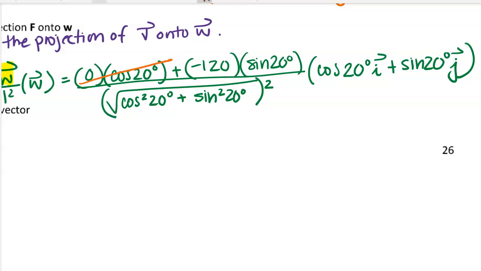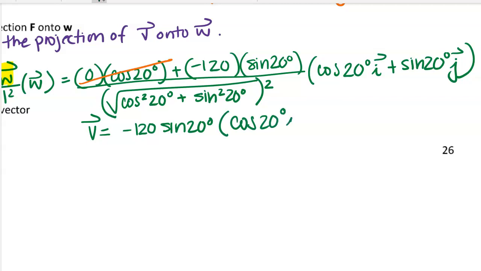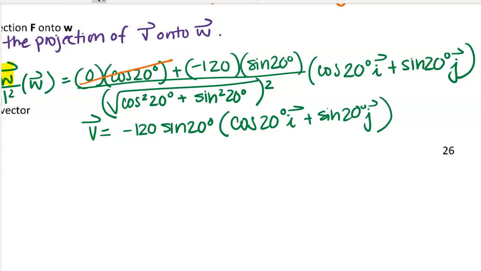Okay, so students, right now we currently have V equals just the top, right, guys? Negative 20 sine of 20 degrees times cosine of 20 degrees in the i direction plus sine of 20 degrees in the j direction. Okay, I'm gonna hold it right there before I go further. Now you take a calculator and you punch it in for me, this piece right here, and give me two decimal places, so keep it consistent with the one above.